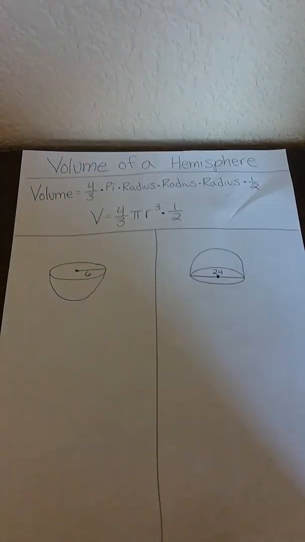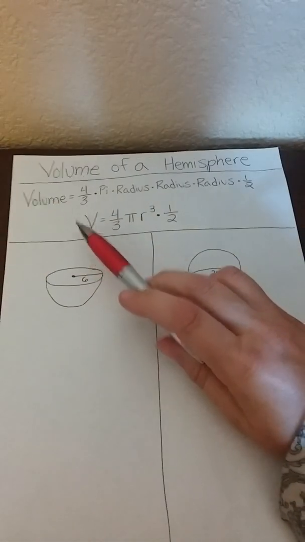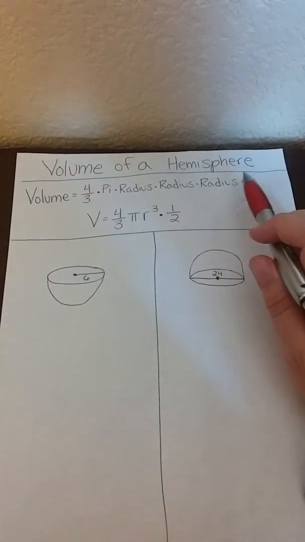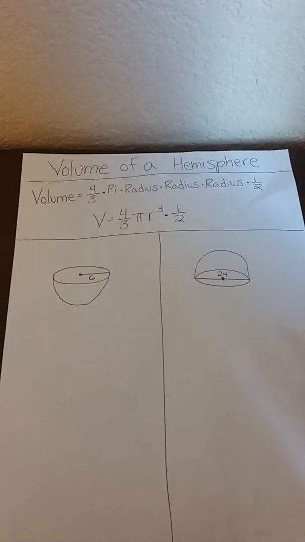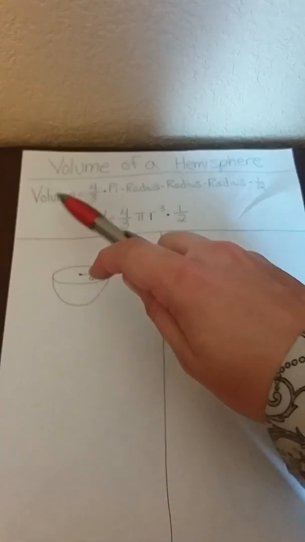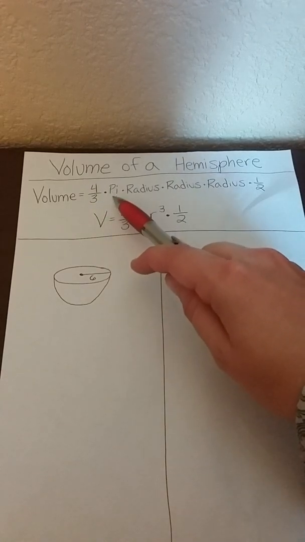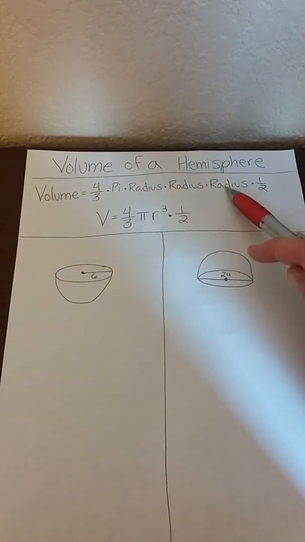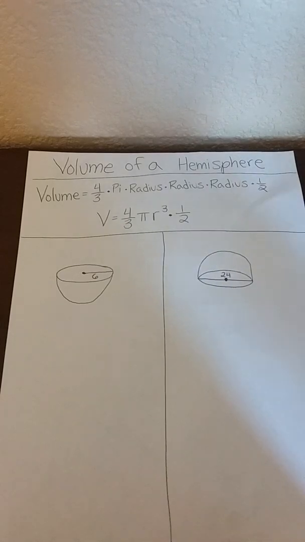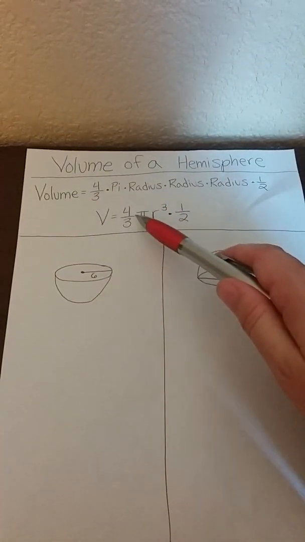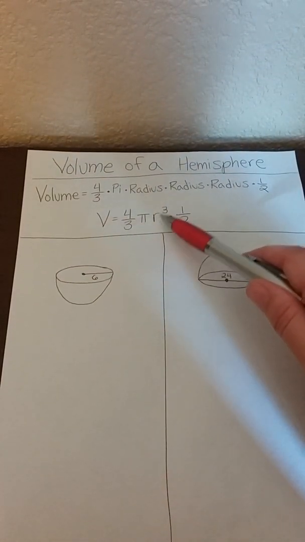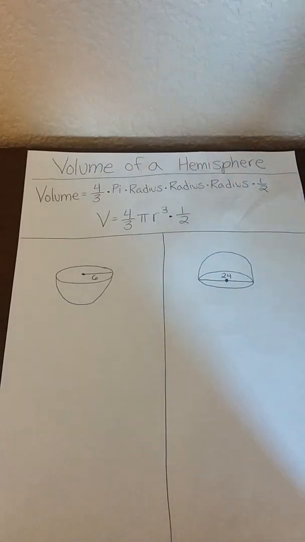So, when we find the volume of a hemisphere, it's the same volume of a sphere with times 1/2 at the end, since it's just half a sphere. So the volume is 4/3 times pi times radius times radius times radius times a half. Or we could say V equals 4/3 pi r cubed times 1/2.